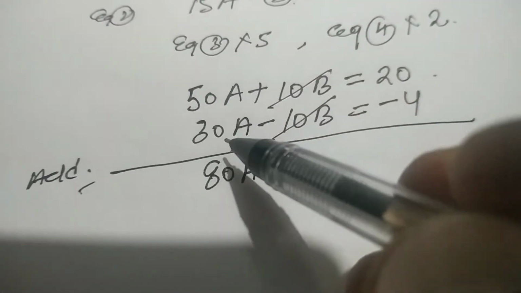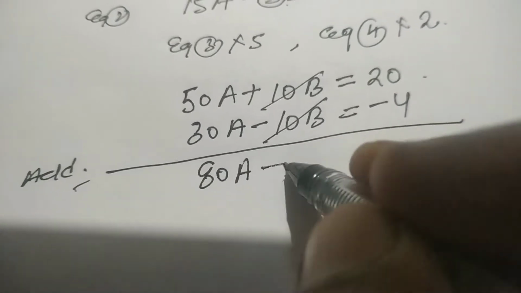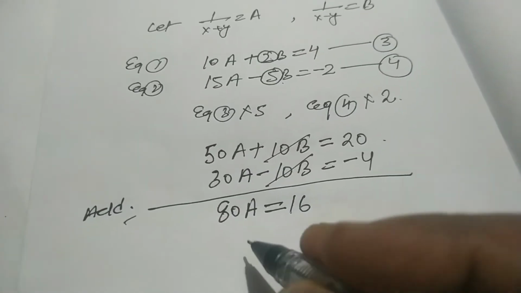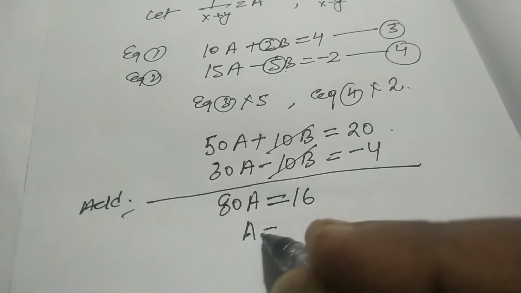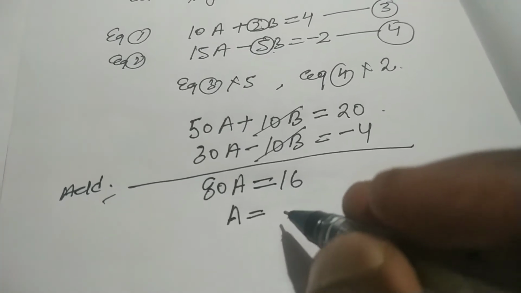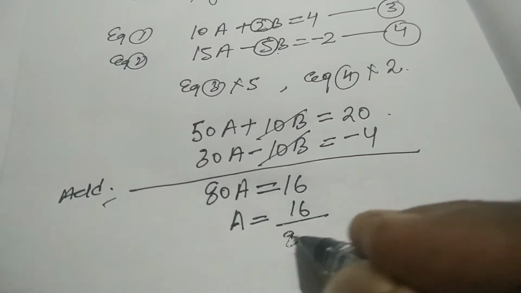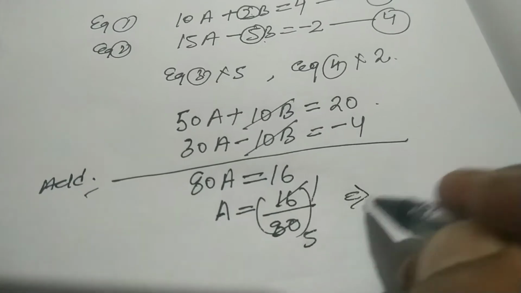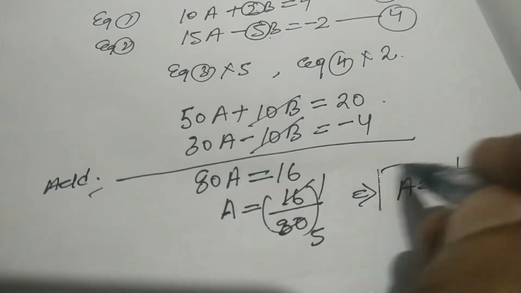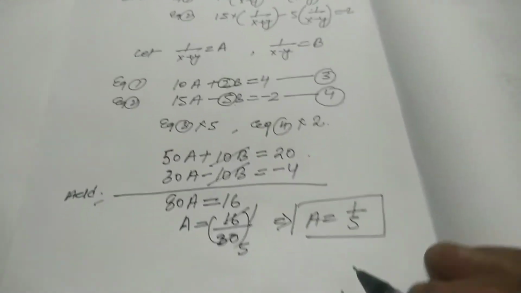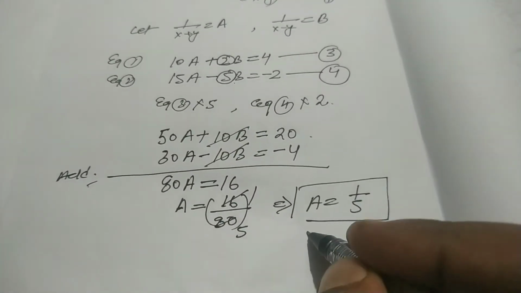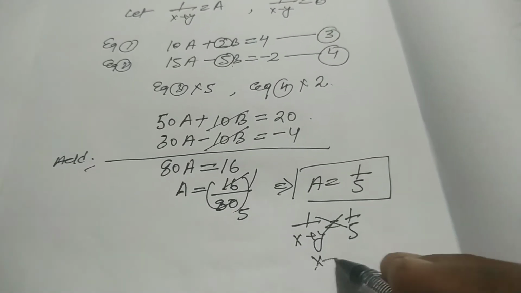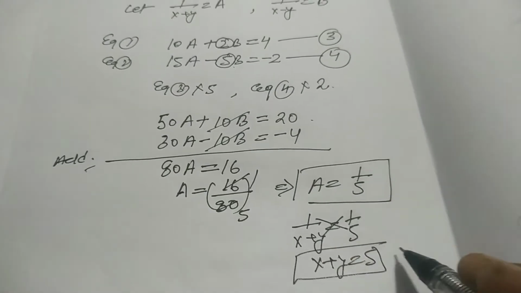We added this one. This is 50 chocolates plus 30 chocolates, 80 chocolates. Chocolate means here this is capital A. And this is 20 minus 4 is equal to 16. Now 80 is the multiple of a, and it will become the denominator on the right hand side. 16 by 80, so this implies that a is equal to 1 upon 5. And we need x and y, so let's put the value of a. A is 1 upon x plus y is equal to 1 upon 5. If we cross multiply, x plus y is equal to 5. Let this be equation 5.